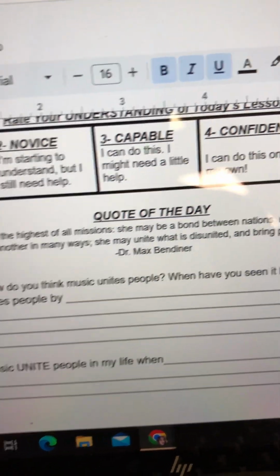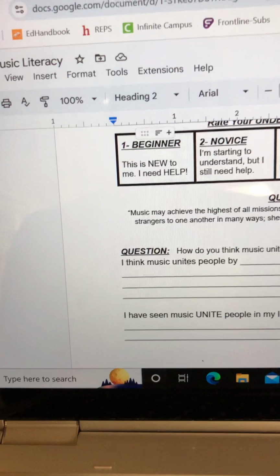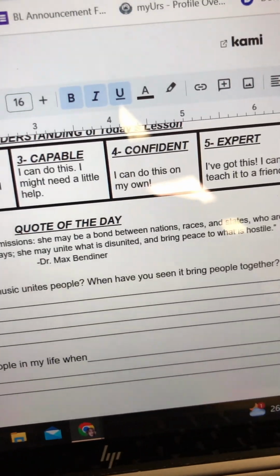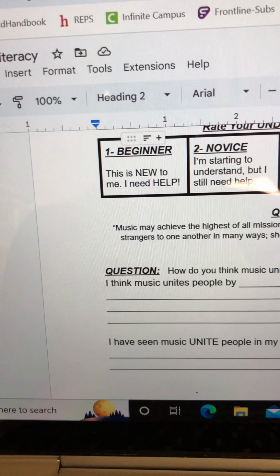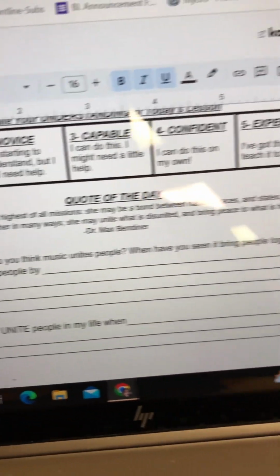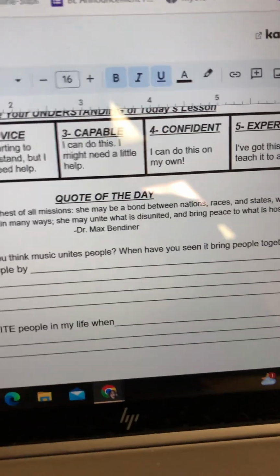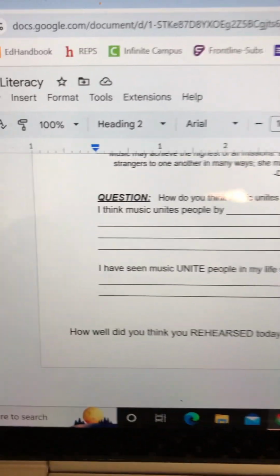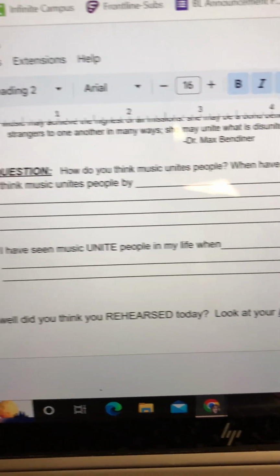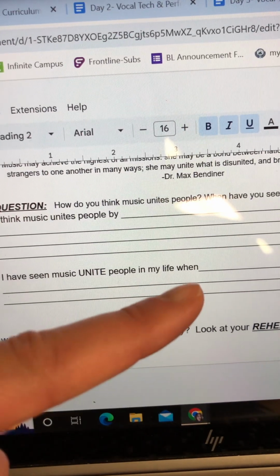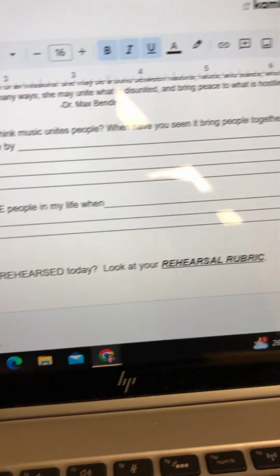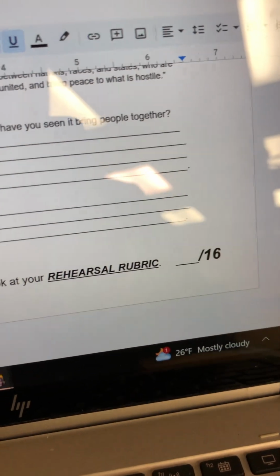I have no idea how to pronounce that name, but my question for you is, how do you think music unites people? When have you seen it bring people together? So question starter, I think music unites people by, and then write down how you think music unites people. Think of examples in your life, and then write, I've seen music unite people in my life when. So right there, write down when you've seen music unite people in your own life. And then write down how well you've rehearsed today based off of the rubric, and just try your best.